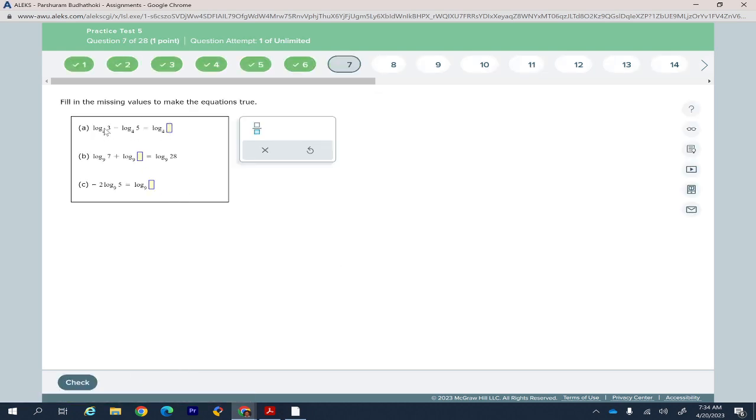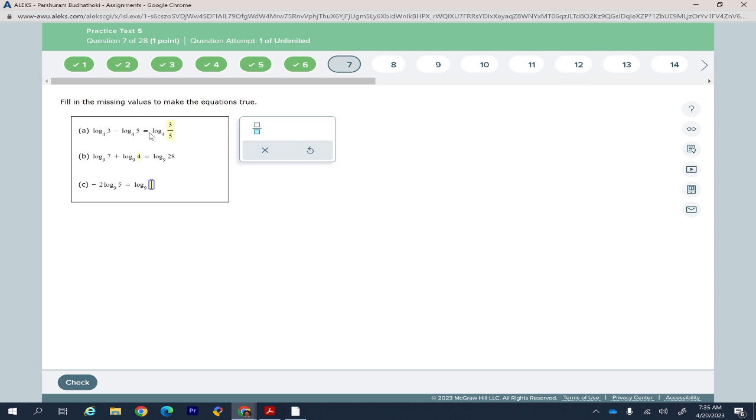So here we can use the difference rule, here the sum rule, here is the power rule. The difference rule means if they have the same log with the same base, then you have to divide 3 by 5. So it would be log base 4 of 3 over 5. Okay. So here is the sum rule. 7 times what gives you 28? 7 times 4. And then finally, this negative 2 goes to 5 as the power.